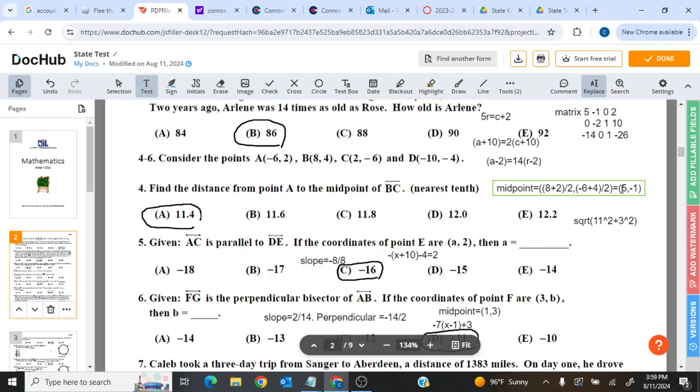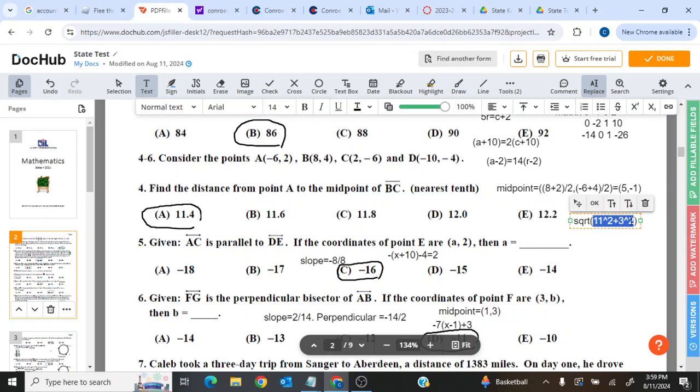And then once you have that, you have your x. The distance from negative 6 to 5 is 11, and the distance from 3 to negative 1 is 3, or 2 to negative 1 is 3. So square root of change in x squared plus change in y squared will get you 11.4 as your distance.